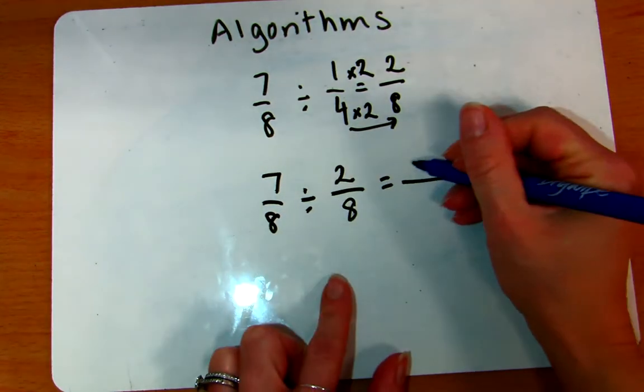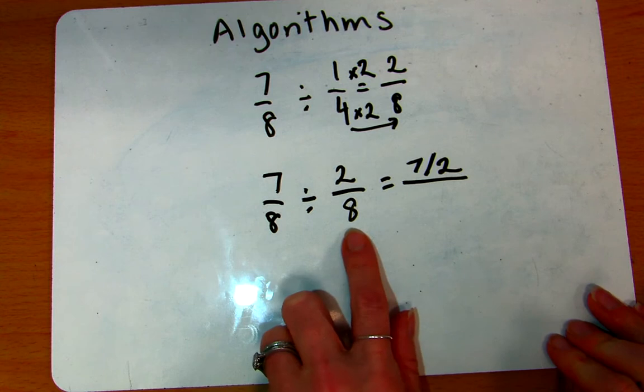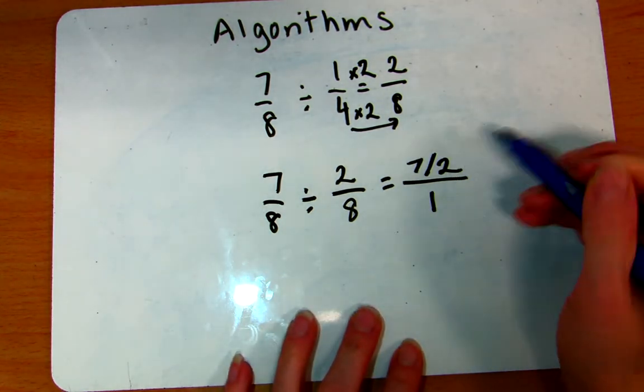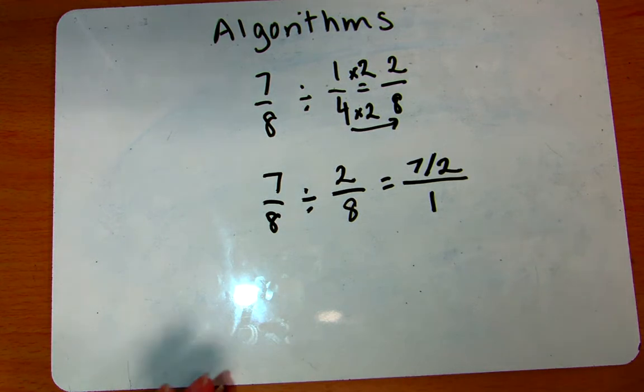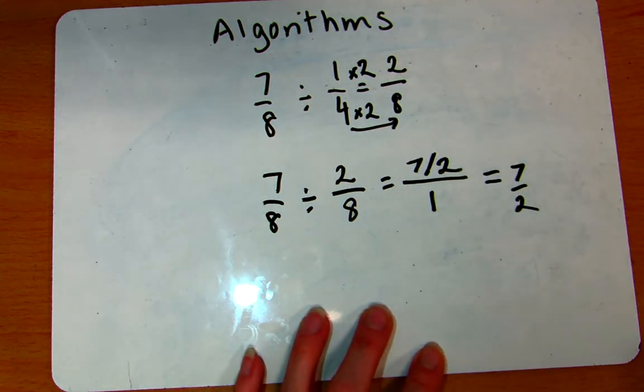7 divided by 2 is 7 halves, or 7 divided by 2, which I can write that way. 8 divided by 8 is 1. Now, since I've got this number, 7 halves divided by 1, it's just going to be 7 halves, so I can pretty much get rid of the 1 and say that my answer is 7 halves.